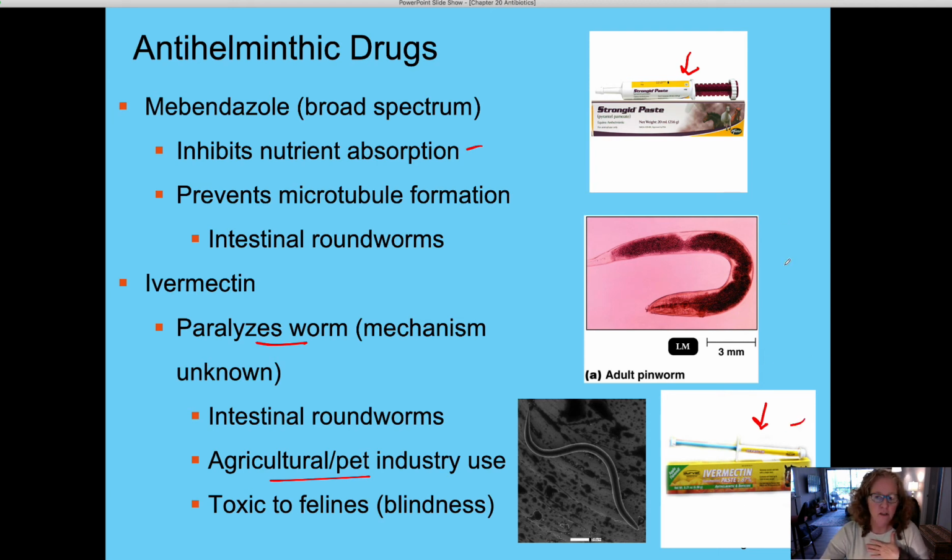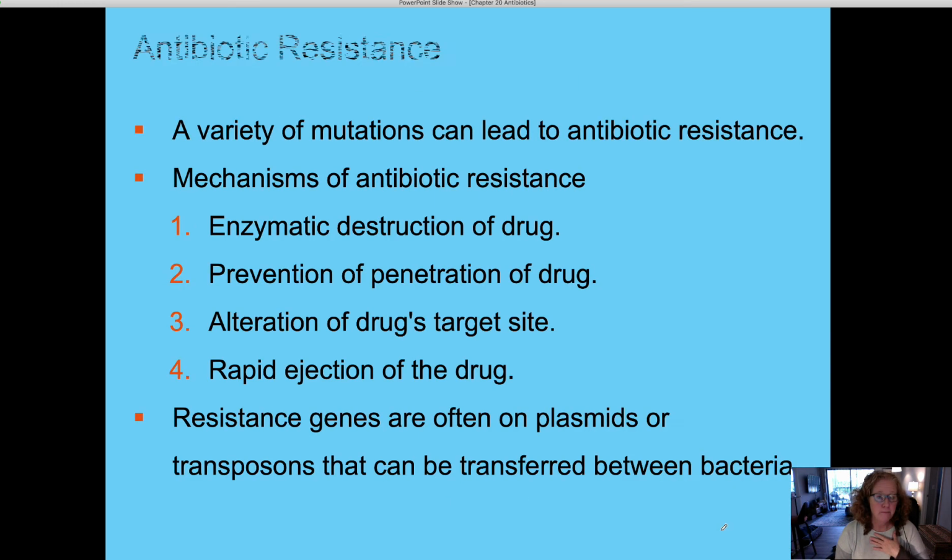Both ivermectin and Strongid in some pet stores are actually sold over the counter, particularly Strongid. I'm not sure if you can get ivermectin over the counter anymore, but Strongid you used to be able to get in some pet stores that sold things for horses, for large animals. And people would buy these wormers for their dogs or cats. It's the same ones. They would just use a much smaller dose. And ivermectin, however, can cause blindness. It's toxic to cats, so you never want to give it to any kind of cat or feline.